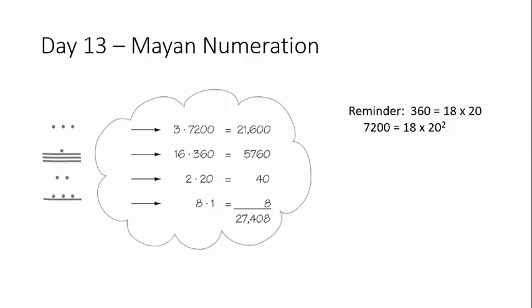And then the fourth level, we've got 3 dots. So that's 3, and the multiplier is 7,200. And that product is 21,600. We add these 4 numbers, and we get a sum of 27,408. So you see the Mayan symbol, and then the Western equivalent of 27,408.